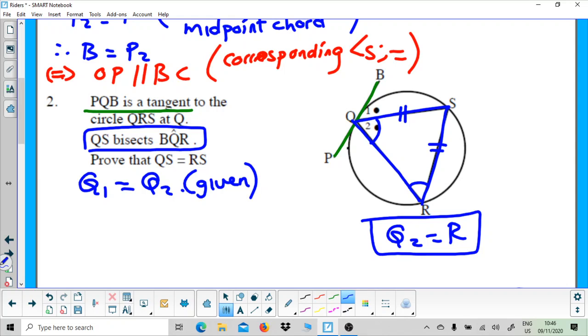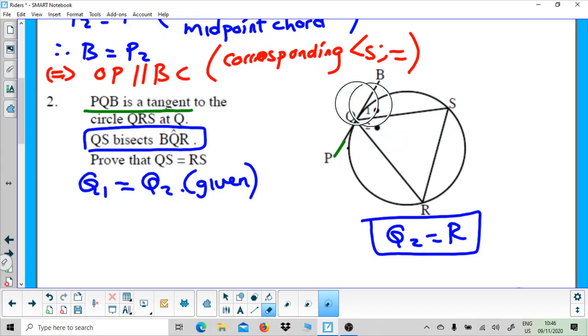Well, now that we know what we want to do, it's Q2 and R that we have targeted. Let me remove some of these lines so you can see what's going on. So what is it that we can do in this situation? Well, if you want to prove angles to be equal to each other, let's say Q2, you find angles that are equal to Q2, find angles that are equal to R itself, and then see if there is a relationship.